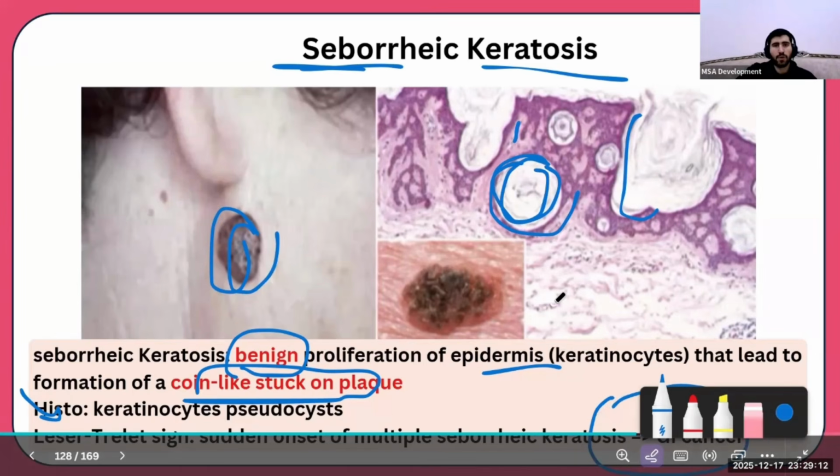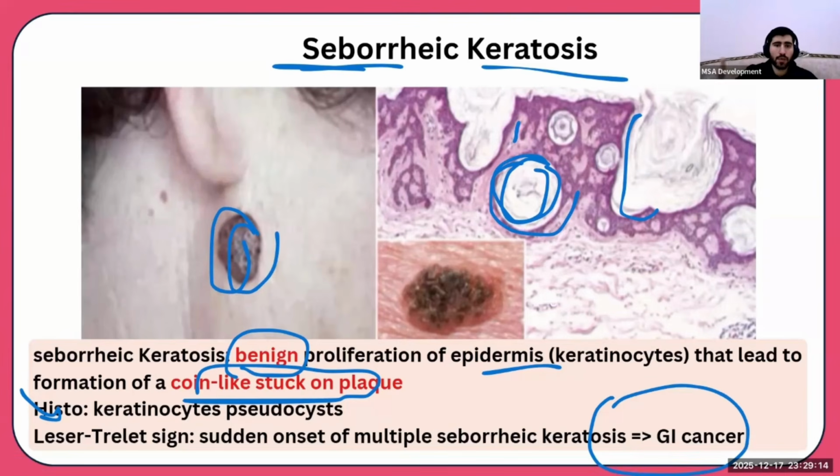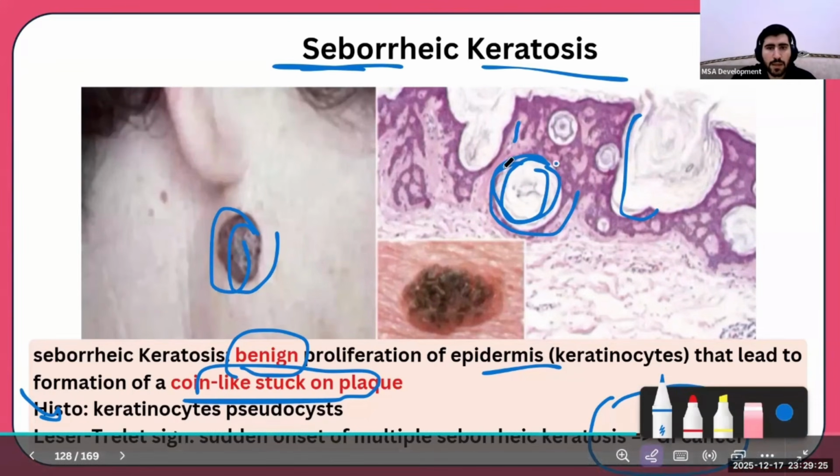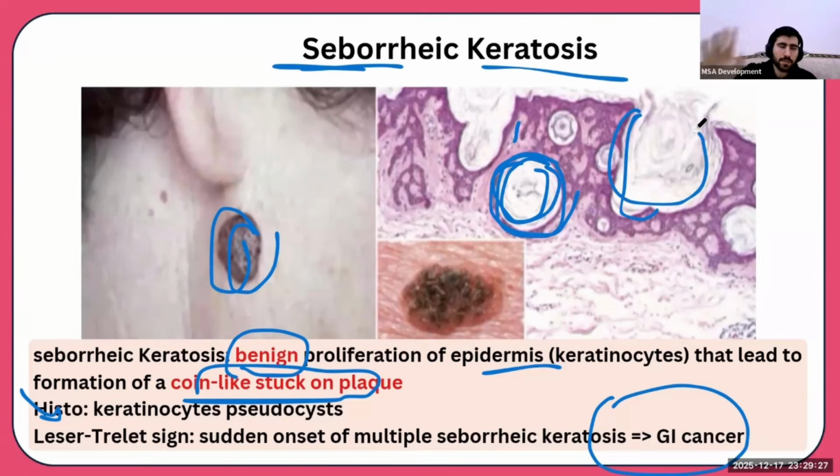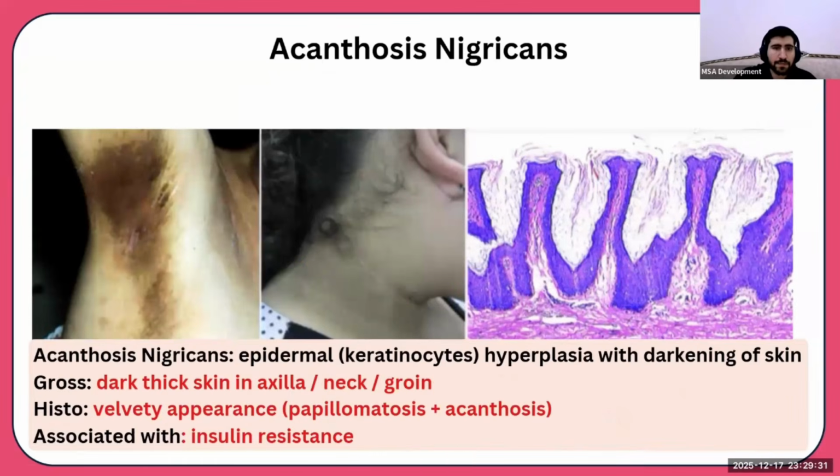That's all I want you to know from seborrheic keratosis. Seborrheic keratosis is benign proliferation of epidermis, causes a coin-like stuck-on plaque appearance. And in histology, it's keratinocyte pseudocysts. By the way, this picture, every year it comes. So memorize it. Seborrheic keratosis.